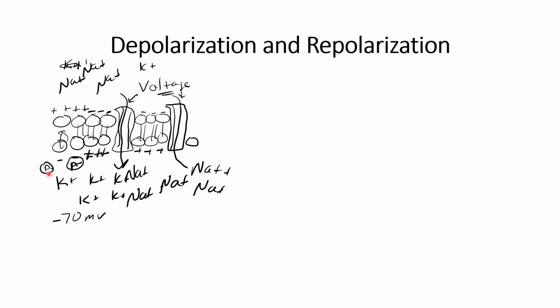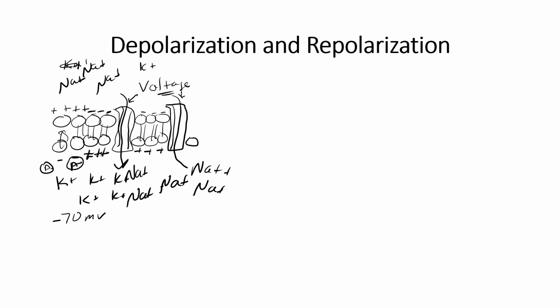So let's say that something occurs to change the voltage of this membrane. This membrane has become depolarized, meaning it's becoming more positive. It is less negative than it previously was. So this membrane gets to a particular voltage and opens this voltage gated channel.